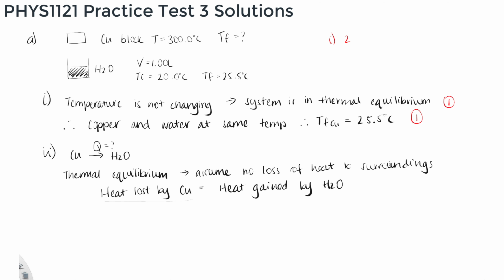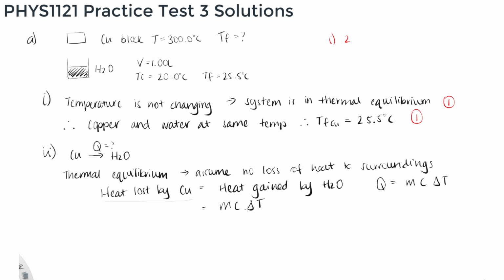Now this heat, as we explained just before, is given by the symbol Q, and the equation for heat transfer for two objects that are at different temperatures is Q = mcΔT, m being the mass, c being the specific heat, and ΔT being the change in temperature. So we don't need to know anything about the copper yet, we just know that the heat gained by the H2O was the heat lost by the copper. So let's do this for the H2O.